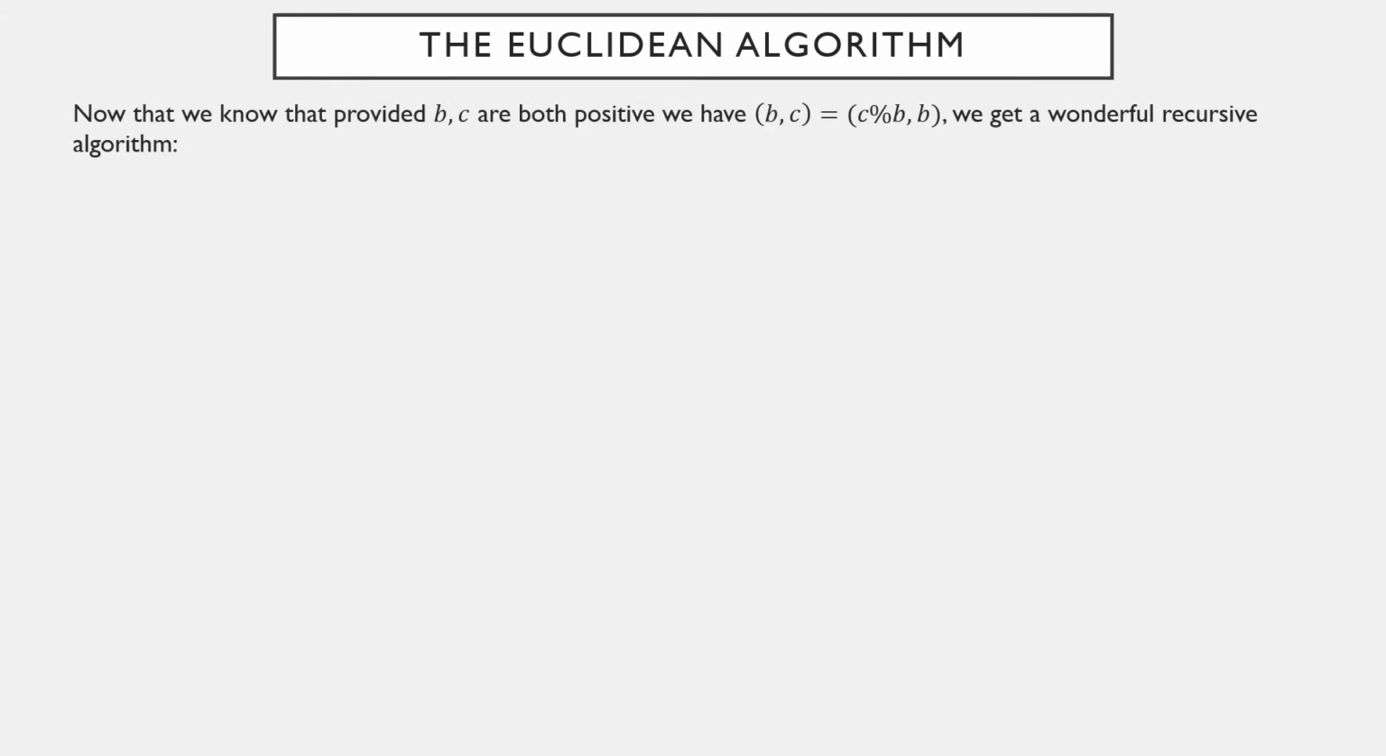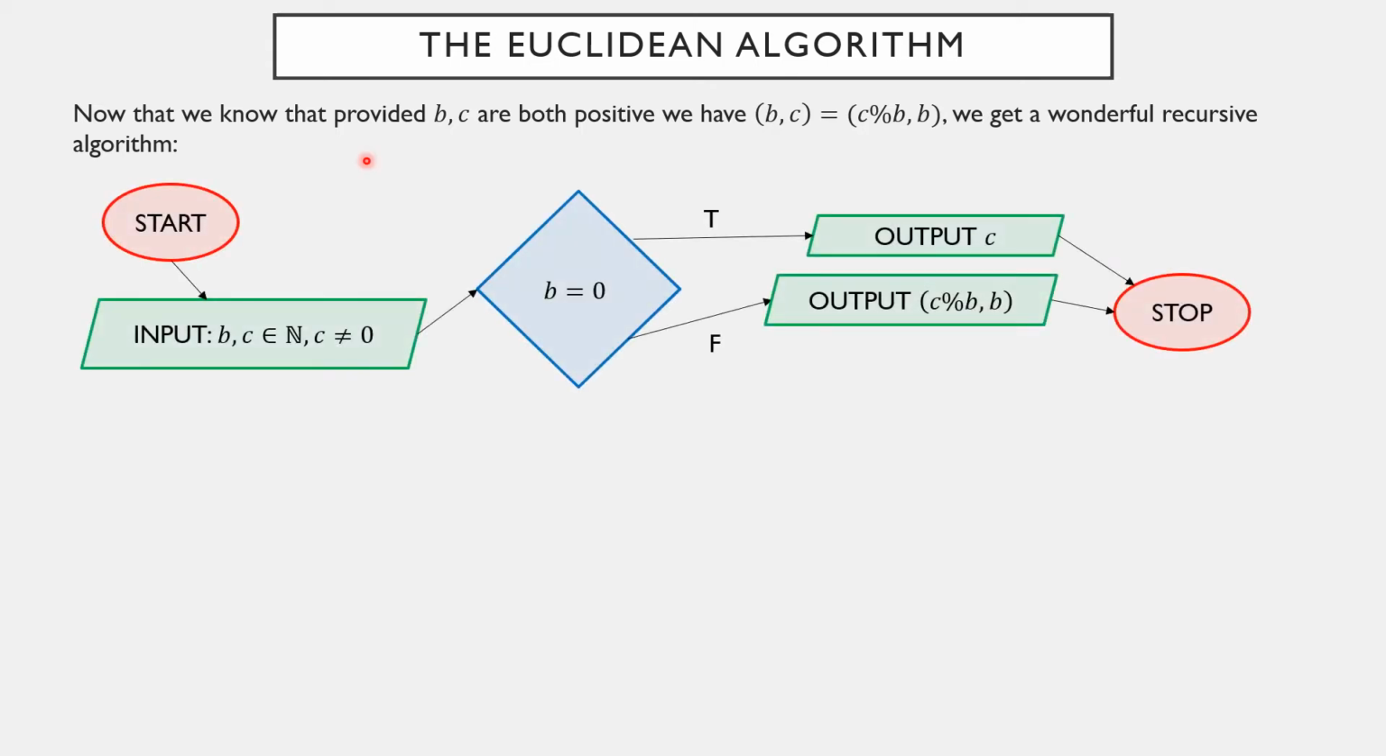So what? Now that we know that for any two positive numbers, the greatest common factor of B and C can instead be computed with this division algorithm application, we get a really, really nice recursive algorithm. So suppose you input two natural numbers where C is not 0. If B is 0, you output that the greatest common divisor is C. The greatest common factor of 0 and C, as long as C isn't 0, is C itself. If, however, B was not 0, instead compute this as your greatest common divisor and say that that will be the same answer and output that instead.